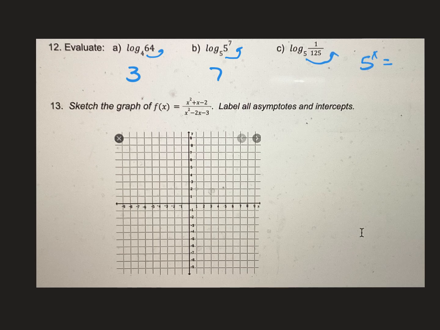Really asking this right here. What would you do to 5? What exponent would you raise it to to get 125? Well, first of all, you'd cube it to get to 125. But because it's been flipped, you have to have a negative exponent to flip it.